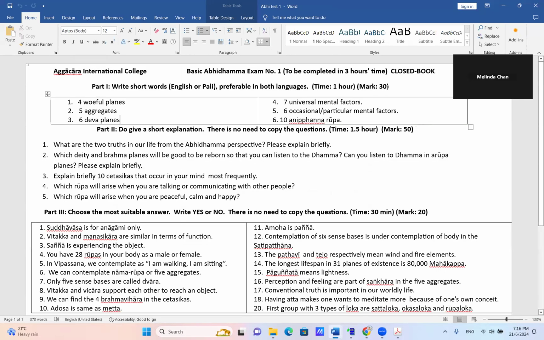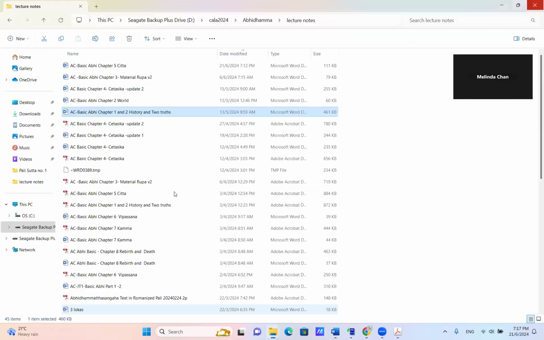Because this is 30 marks, 6 questions, each will give you 5 marks. So you just need to calculate yourself. If you can write all in Pali and English, you will get 5 marks. If you just write in English, you get 3 marks. If you make some mistake, minus 1 mark. Now, 7 universal mental factors. This is not so difficult. Most of you get it right. You just look at the Cetasika.